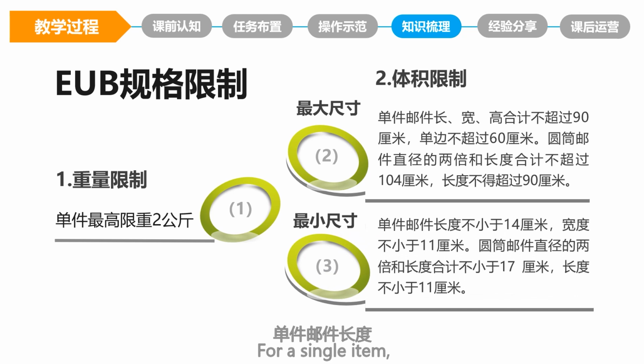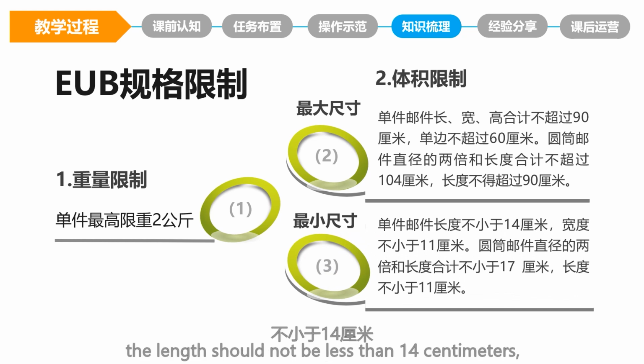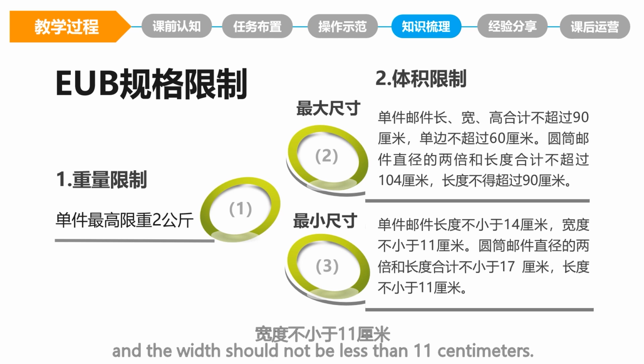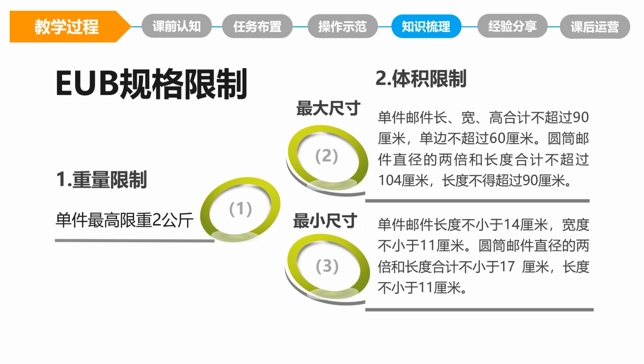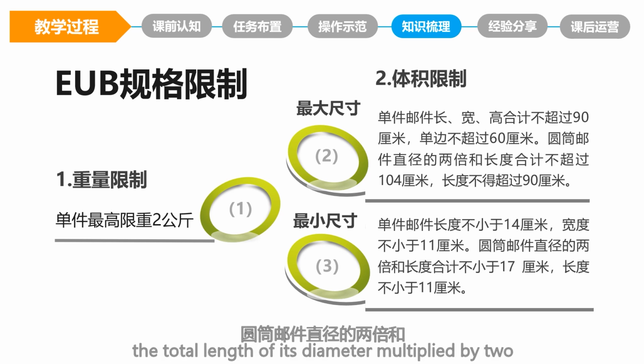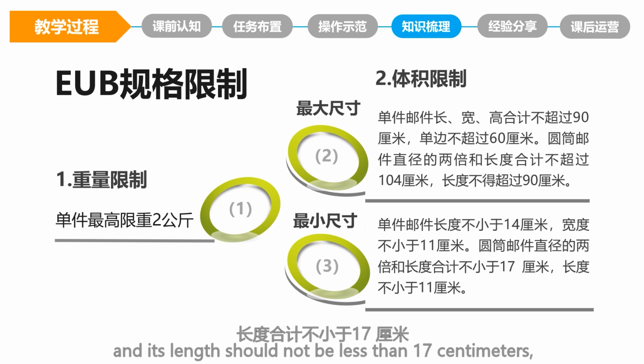For a single item, the length should not be less than 14 centimeters, and the width should not be less than 11 centimeters. For cylindrical mail, the total length of its diameter multiplied by 2 and its length should not be less than 17 centimeters, and its length should not be less than 11 centimeters.